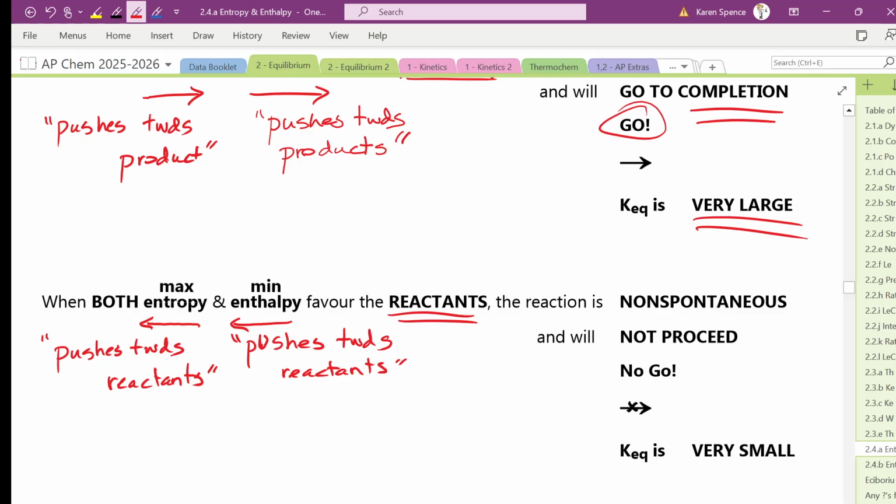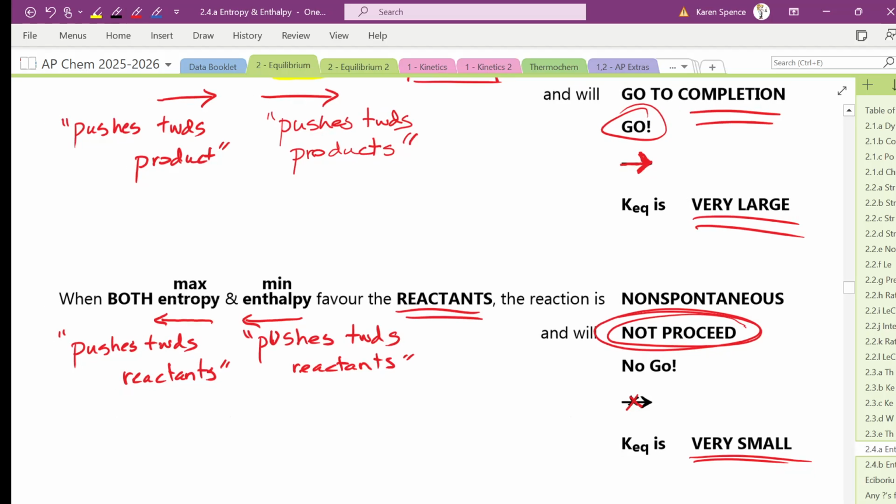No. This reaction will not proceed. So when we're writing our arrows, going to completion is a forward arrow. If it does not proceed, we put an X through our arrow, and KEQ will be very small. Wait, so if it does not proceed, does it go backwards? It could go backwards if you were to put products in. If you had products, it would proceed in the reverse direction, spontaneously. Yeah.